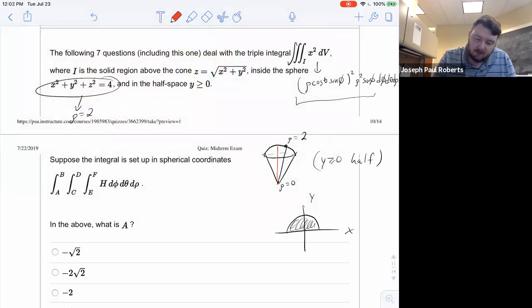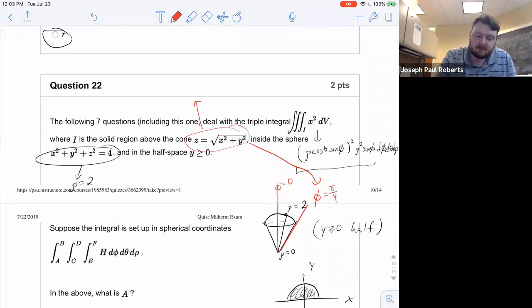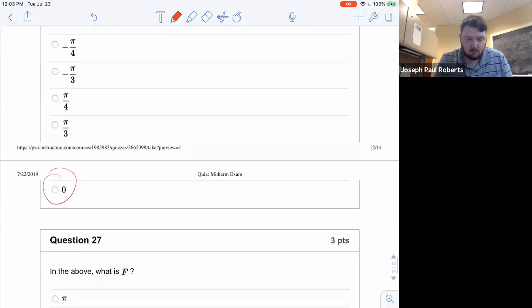And then our phi bounds: phi starts at 0 and stops at whatever it is here. Remember, it's the cone that tells us about phi. So you could either just remember that this cone happens to be phi equals pi over 4, or you could remember that z is rho cosine phi, and r, which is the square root of x squared plus y squared, is rho sine phi. So you play around with that equation, you get tan phi is 1. And so our phi bounds are 0 to pi over 4.